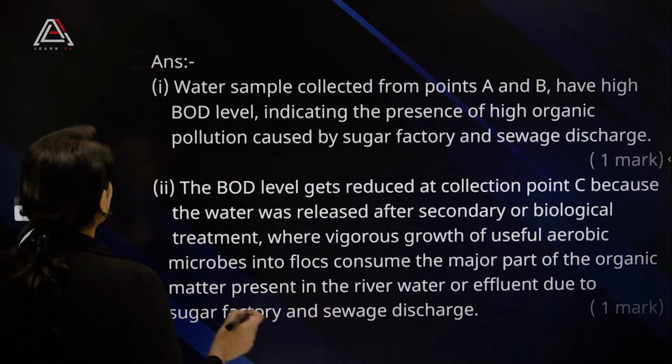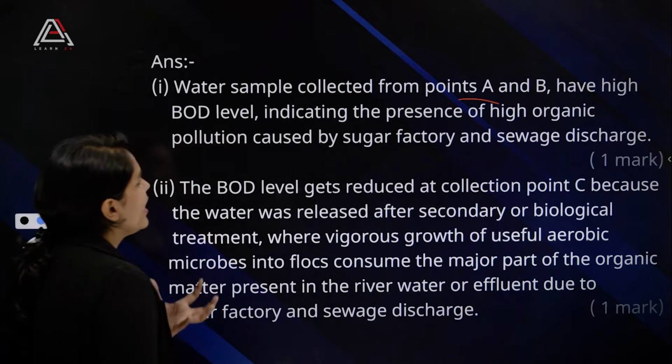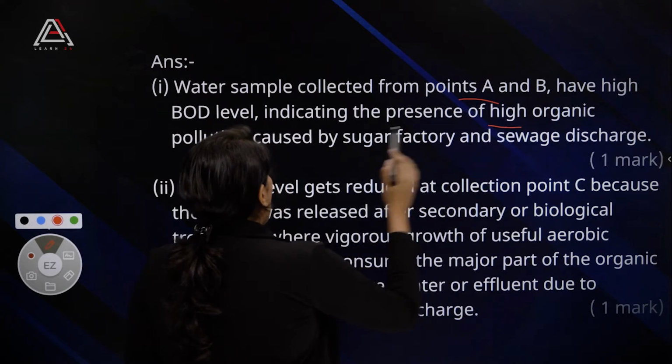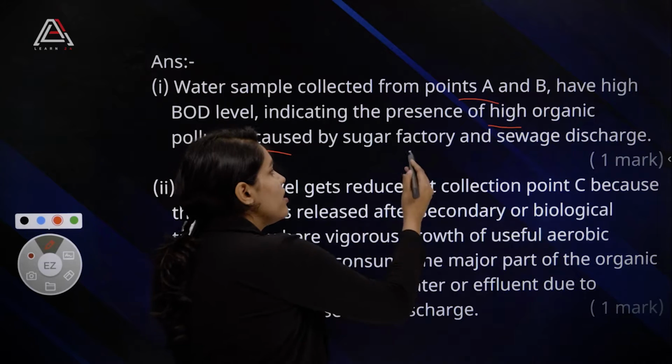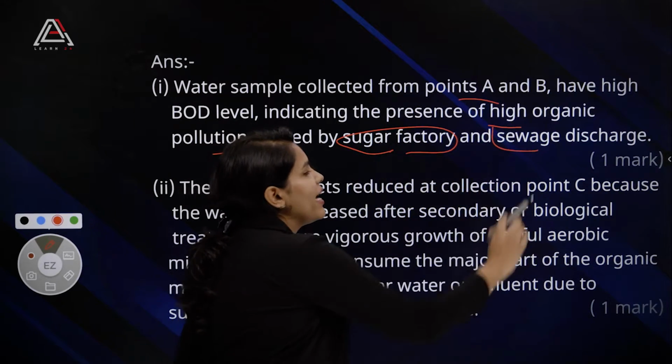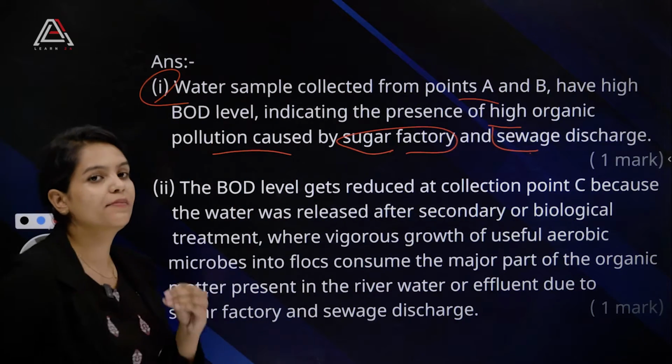All right, so they have mentioned the water sample collected from A and B indicates the presence of a high amount of organic pollution caused by the sugar factory and also by the sewage discharge. Mentioned in the first point, perfect.